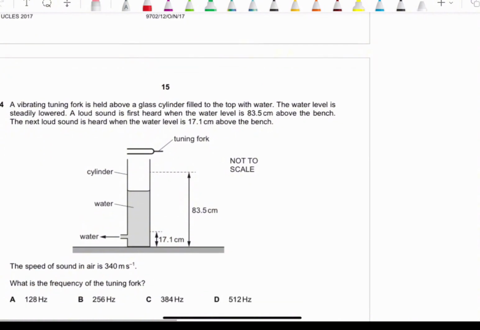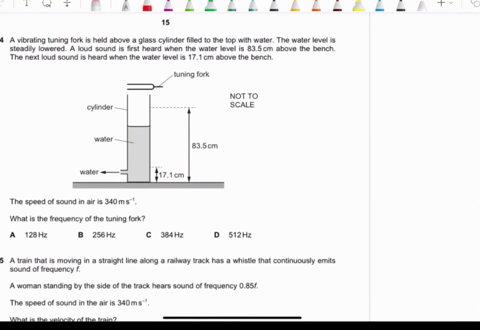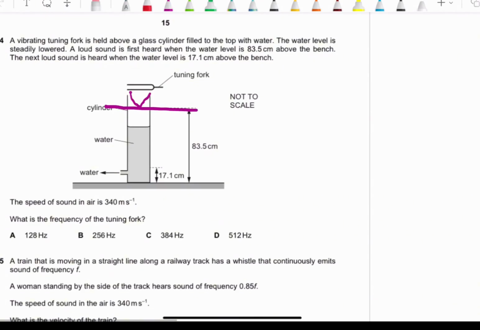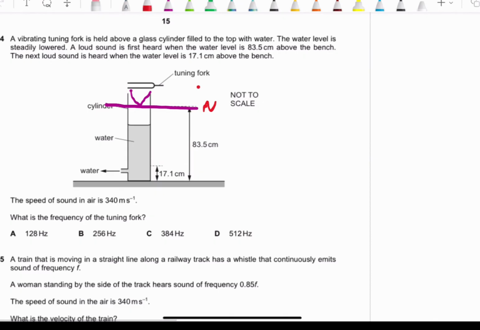Question 24. A vibrating tuning fork is held above a glass cylinder filled to the top with water. The water level is steadily lowered. A loud sound is first heard when the water level is 83.5 centimeters. So how do you hear a loud sound? You hear a loud sound whenever you form a stationary wave. So at this point, the first stationary wave that you can form will be like that, where we have a node at this point here and an antinode at that point. So that's what we've been told.